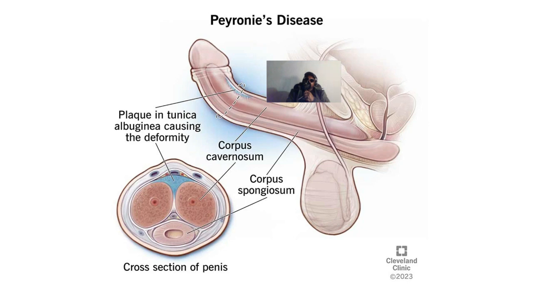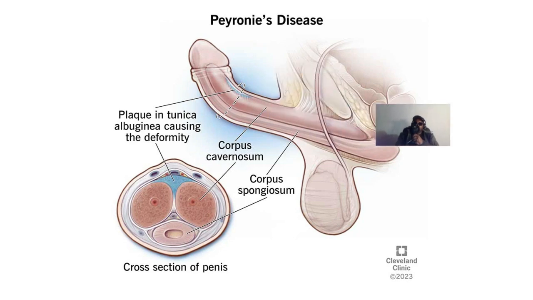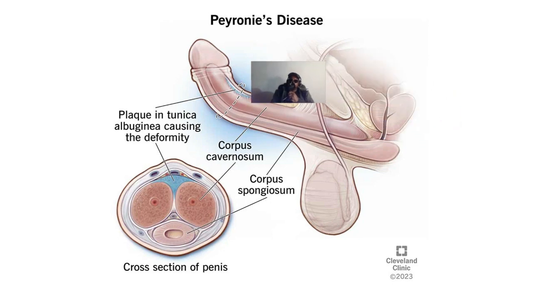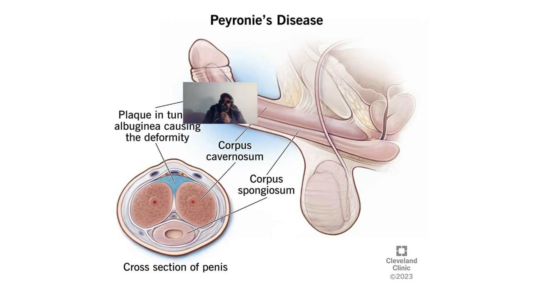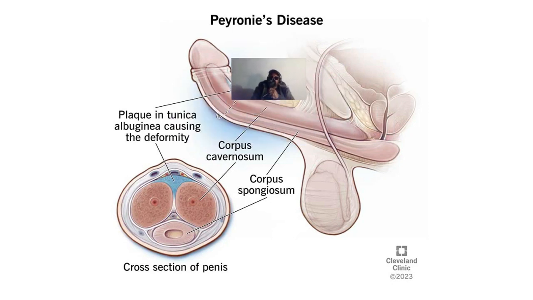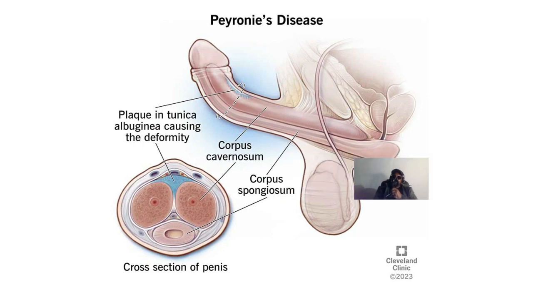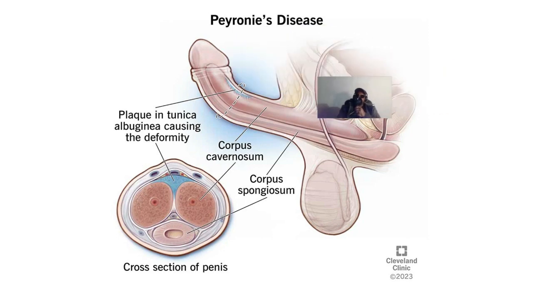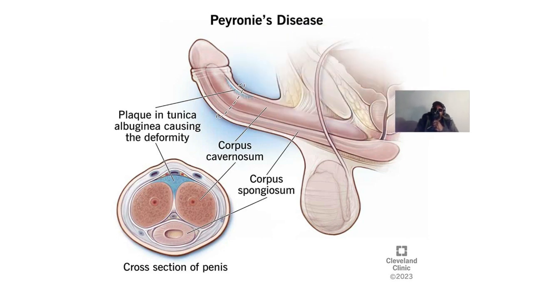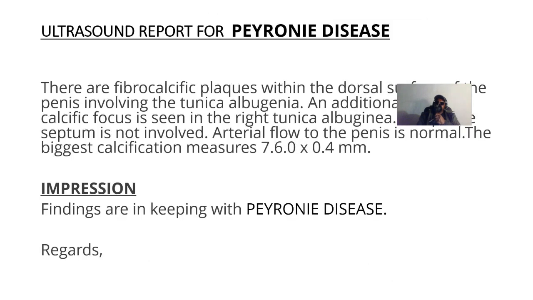I think this is more than enough for you to appreciate. So if you appreciate the basic anatomy of the penis, and then you can appreciate the calcifications of the plaques which are taking place there, then for you it means you are in a position to make a diagnosis of Peyronie's disease. At the same time, you can also write a report on Peyronie's disease.